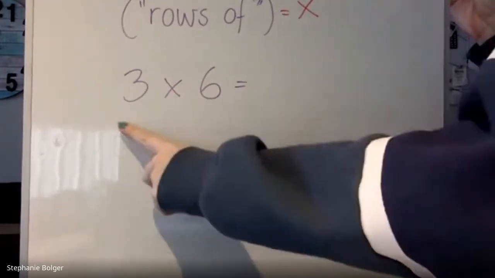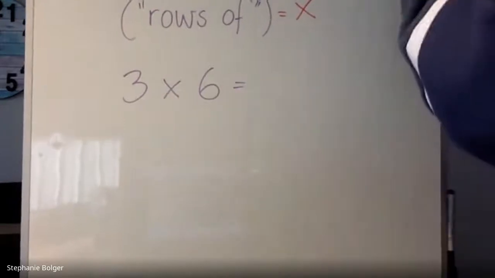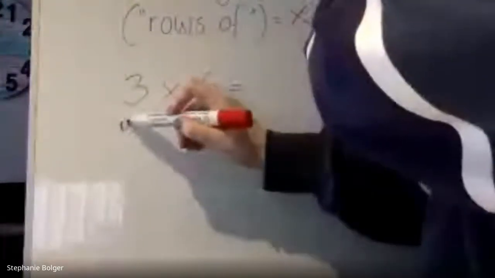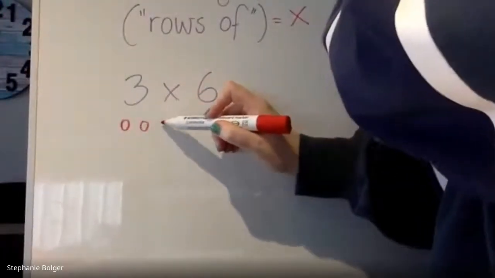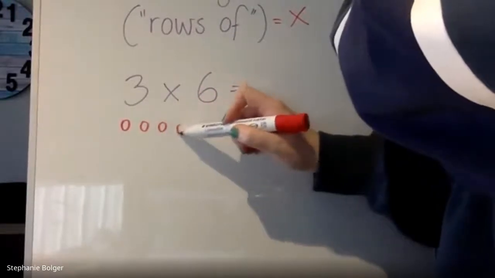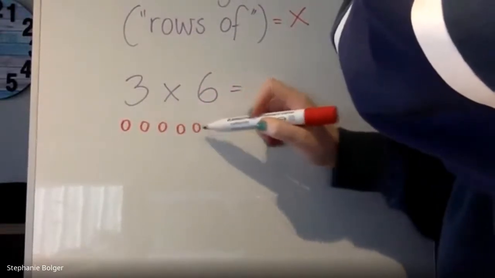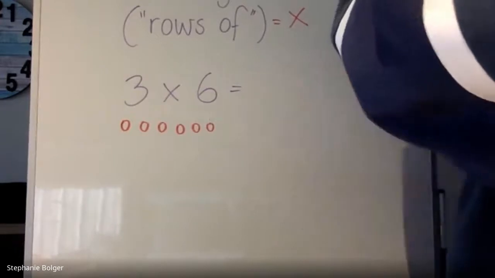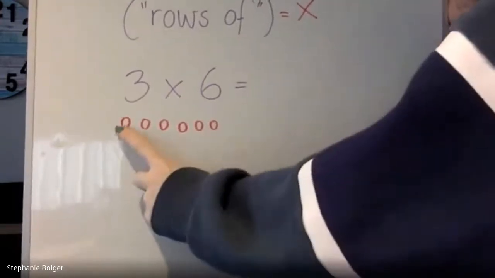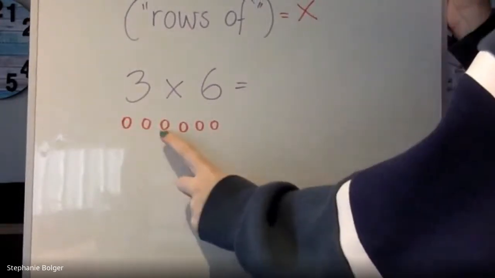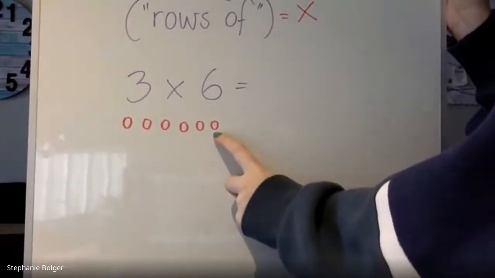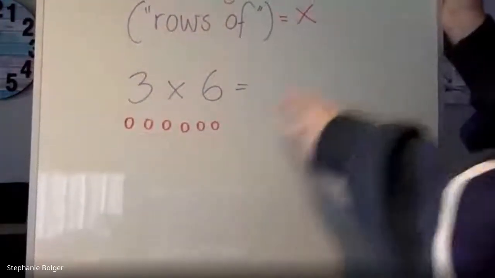So I'm going to start with my first row of 6. 1, 2, 3, 4, 5, 6. I'm going to count them just to be sure. 1, 2, 3, 4, 5, 6. All right. I have one row of 6 here.